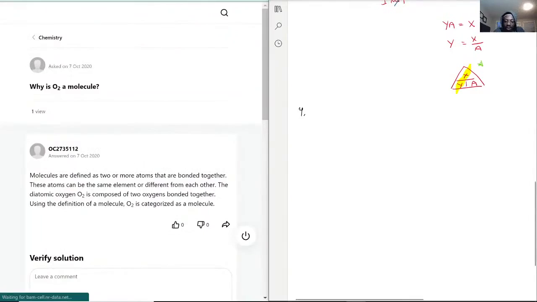Why is O2 a molecule? Well, that is a very intense question. Why is O2 a molecule? So, O2 is not just a molecule, but a specific type of molecule called a molecular element.